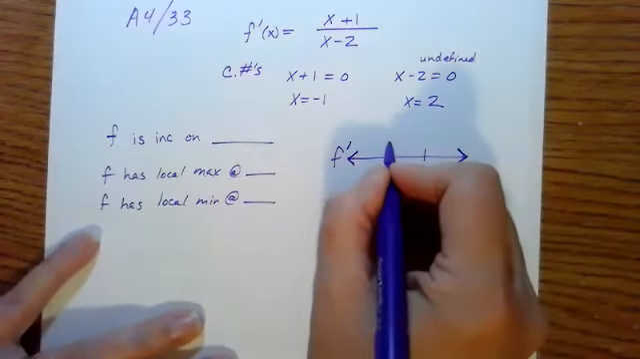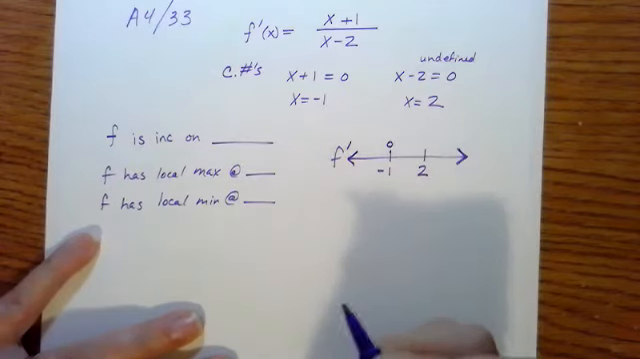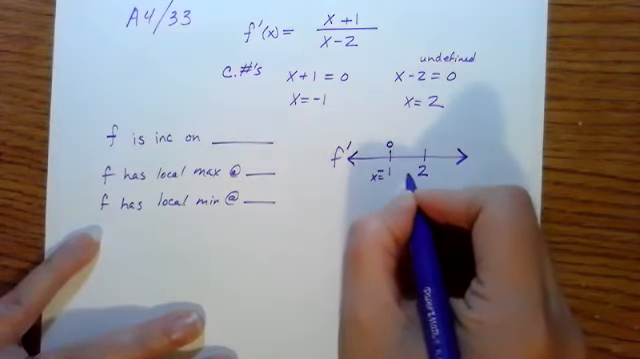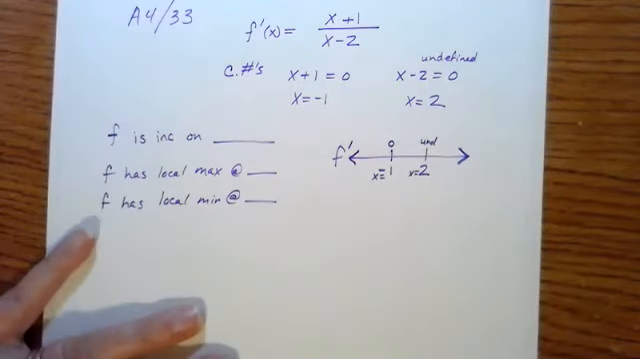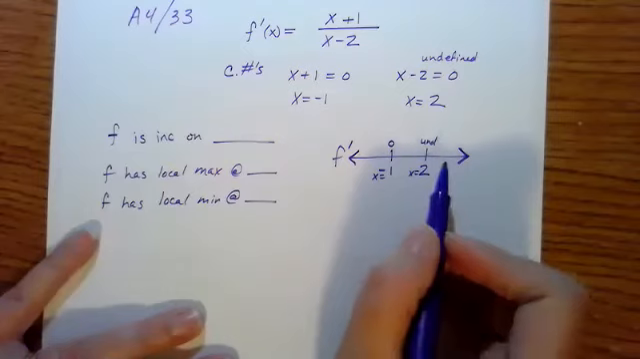And I'm going to put 0 here, since the derivative is 0 when x equals. I'm going to put undefined right here. Make that very clear. Okay, let's do some sign testing.